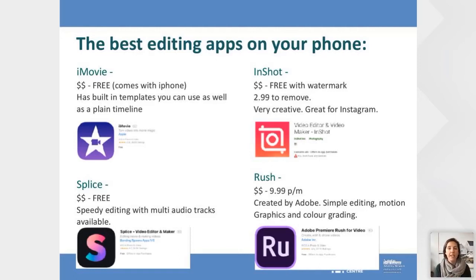It's very simple editing. There's motion graphics in there. The great thing about this one is the color grading. The other three just allow for filters, whereas on Adobe Rush, you can actually color grade directly on your phone, which means you can add that professional element to it as well. So if you've done any editing in the past, if you have dabbled a bit as an amateur in video, I would recommend moving on to using Adobe Rush just to take it up to the next level. But of course, this is totally up to you.